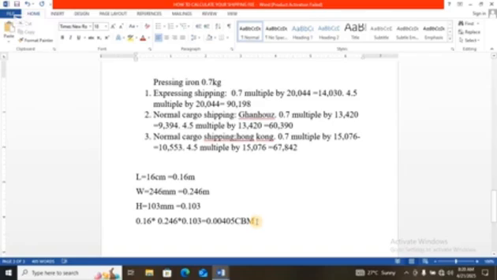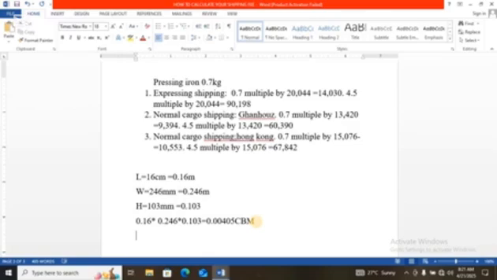Now this is what we got per CBM. So one pressing iron is 0.00405. Now remember that I said that the least CBM you will have for sea shipping is 0.2. It doesn't mean that you cannot ship less than 0.2 CBM. What that simply means is that if your goods is less than 0.2 CBM, they are going to round it up to 0.2 because 0.2 is their minimum CBM. So it's better you buy goods that weigh 0.2 or more than buying less, because they are going to still charge you for 0.2.